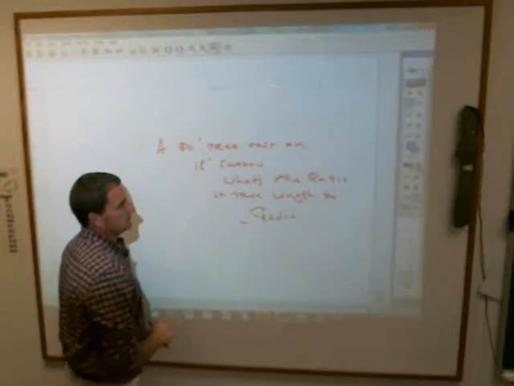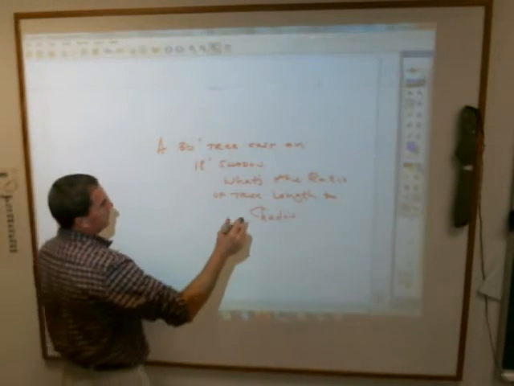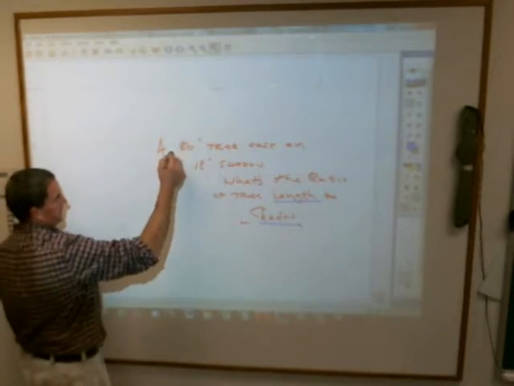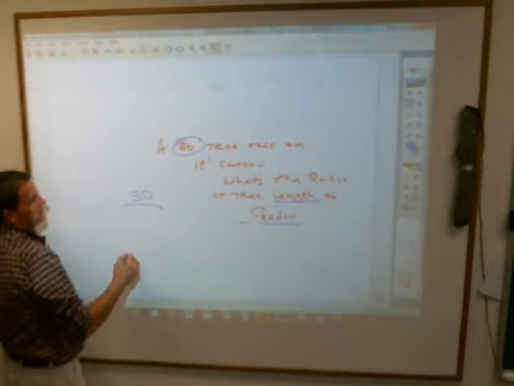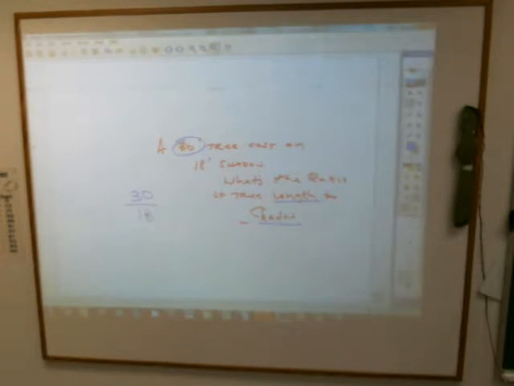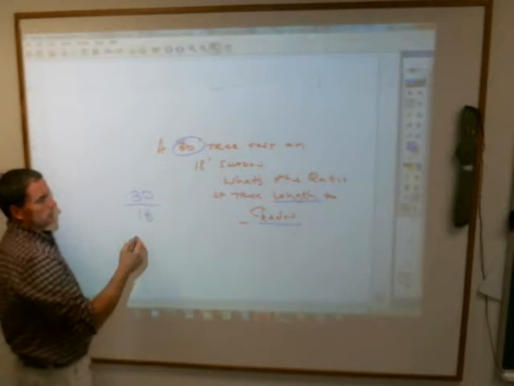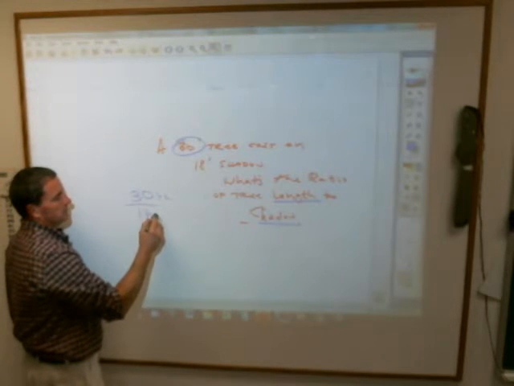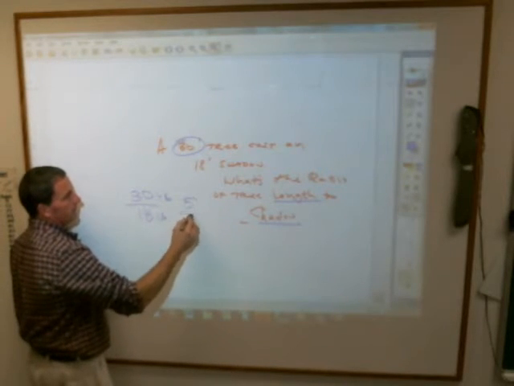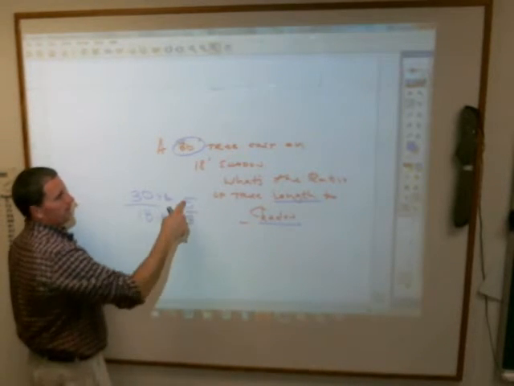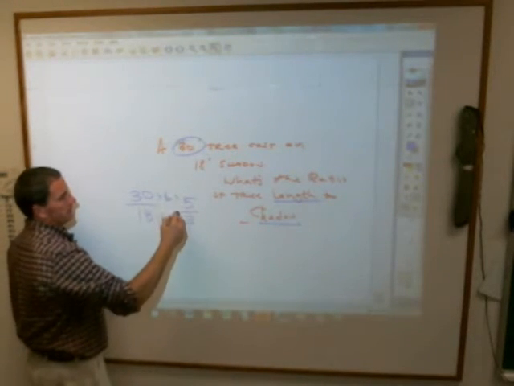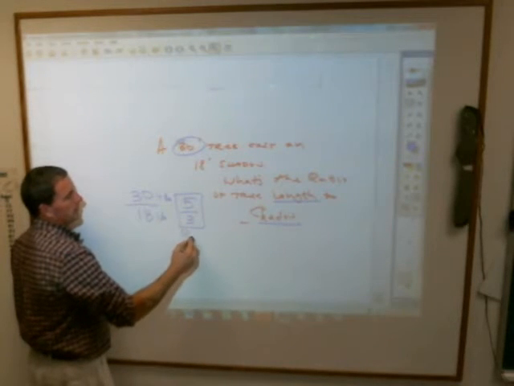Noting again that order is important. You are looking for tree length first, shadow second. Tree length is 30, shadow is 18. It's 30 to 18, but if you can reduce, you need to reduce. What, divide them both by 2? Wait, no, divide them both by 6. And you end up with 5 to 3. For every 5 feet tall the tree is, it's going to cast a 3-foot shadow. And that is your ratio.